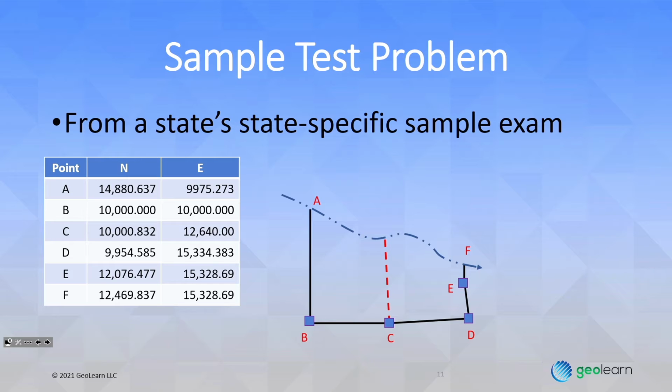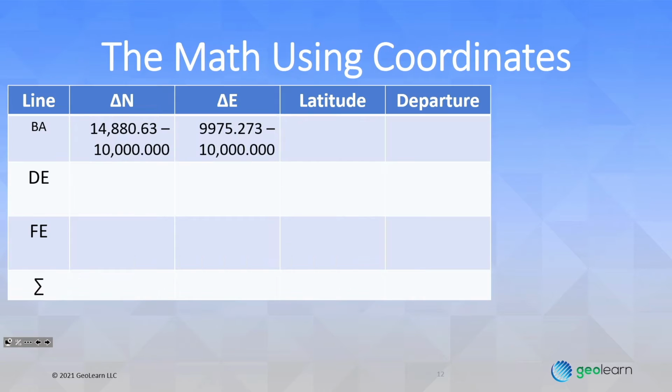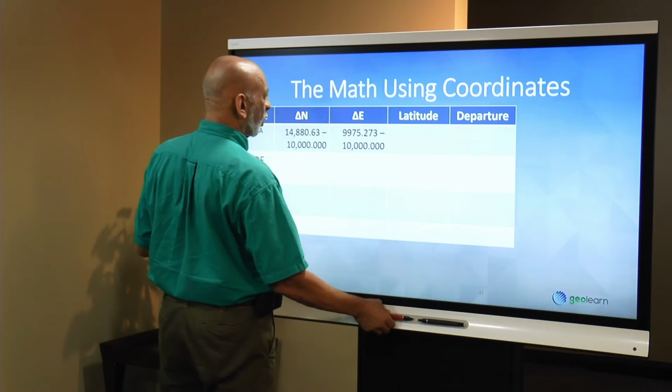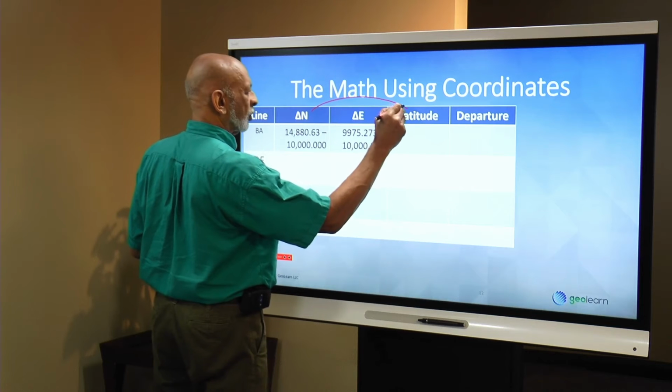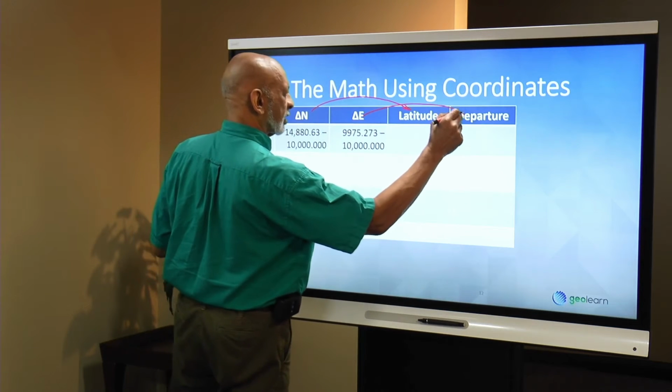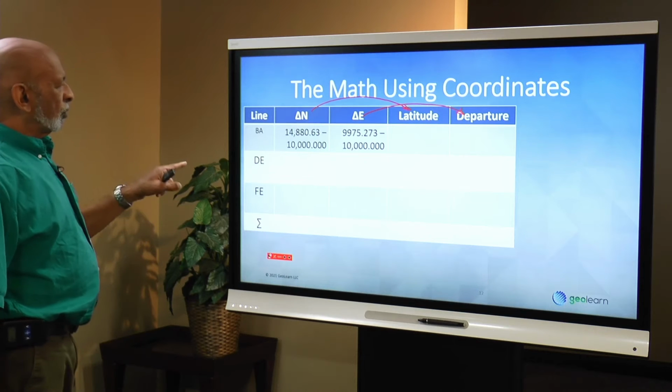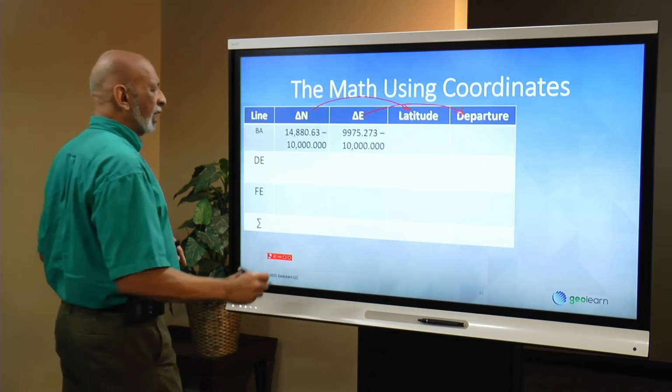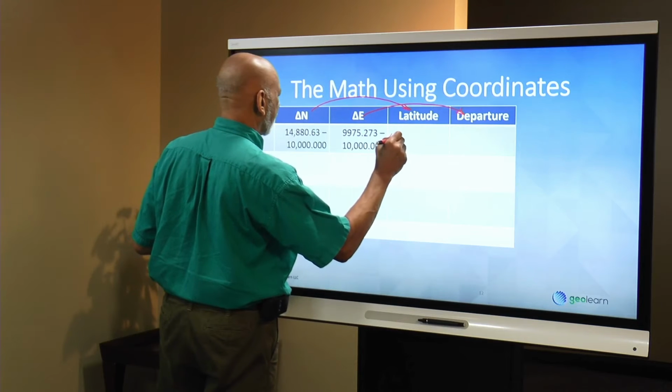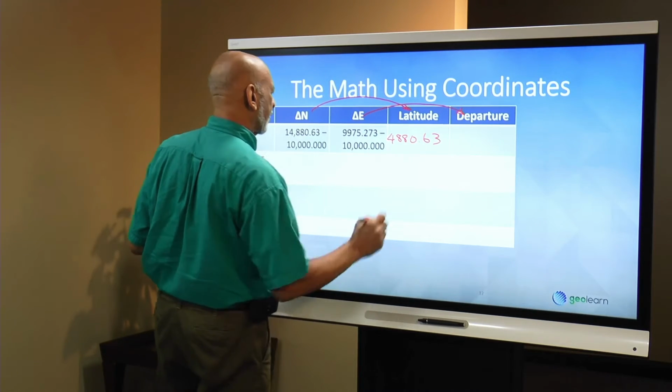So you'd be given a coordinate table. You might have to calculate a few coordinates maybe, if it's a blended problem that gives you some distances and bearings and some coordinates. So we have the same kind of table, but instead I put in here delta northing and delta easting, and I've shown the arithmetic we use to get the latitude and departure. And hopefully you all realize that a delta northing is nothing more than the latitude, and delta easting is nothing more than the departure. So we got 14,880.63 minus 10,000, so that's 4,880.63. That's easy, I can do it in my head.